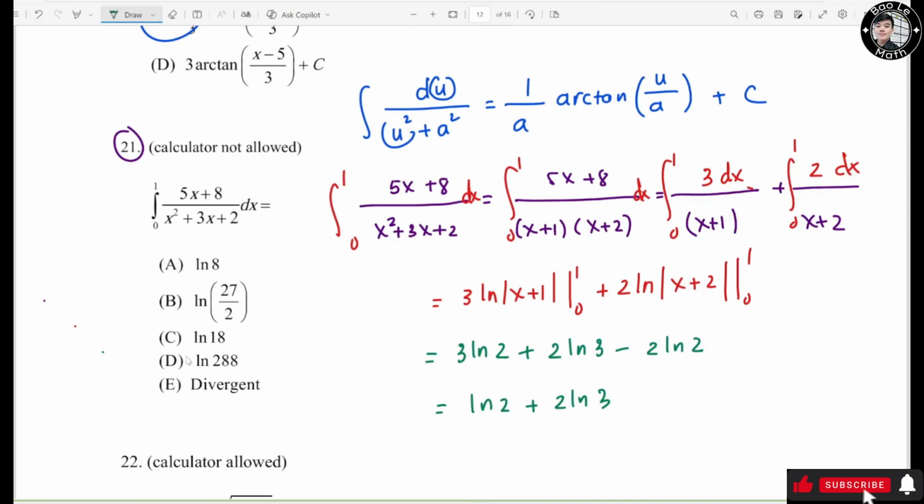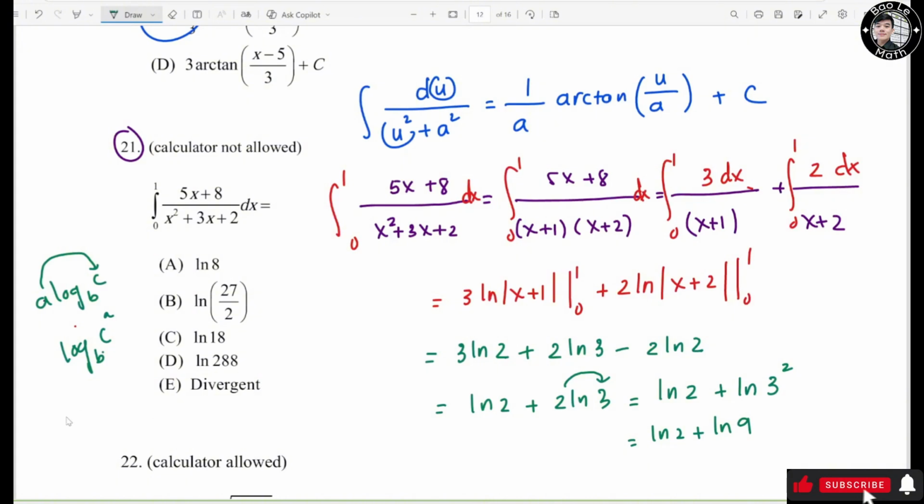Now we look at the answer choices right here, and we don't see it. So we need to manipulate the log a little bit. So we have ln 2 plus ln of 3 squared. You can bring the 2 back over here. Remember, if we have a log base b of c, you can bring a back over here, so it could be log base b of c to the power of a. So it could be ln 2 plus ln 9.